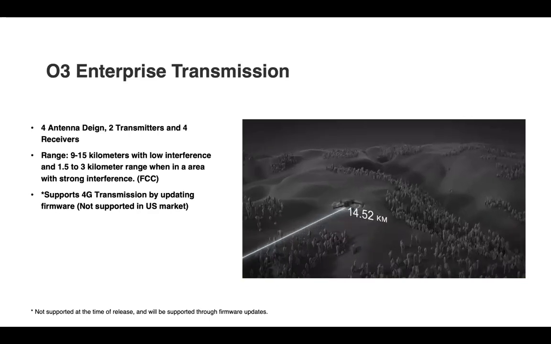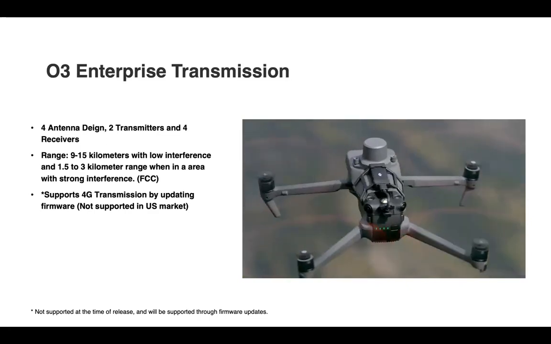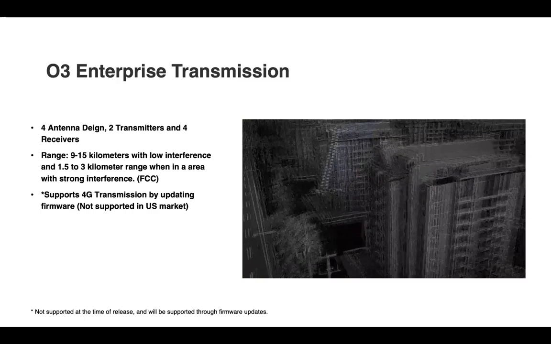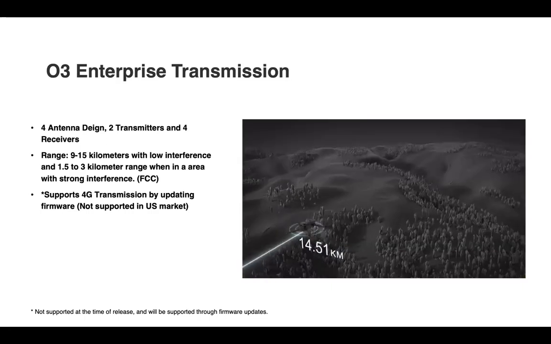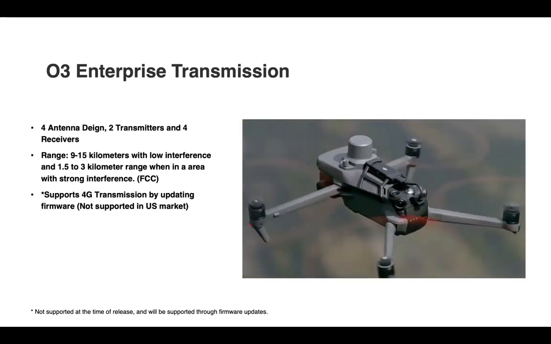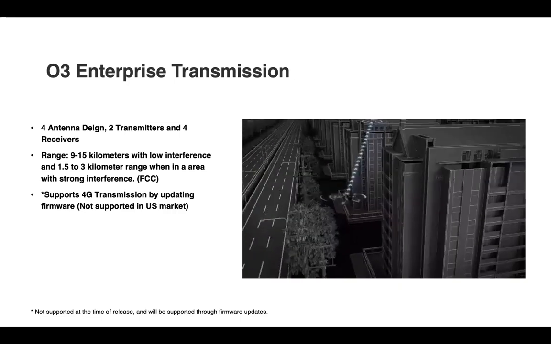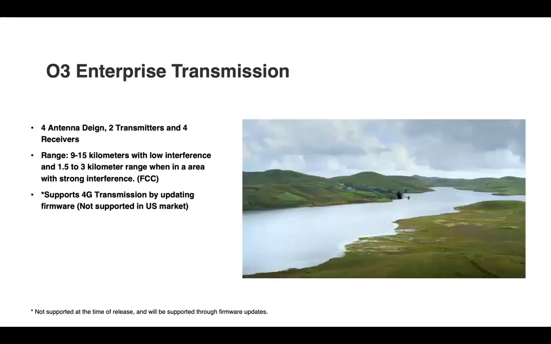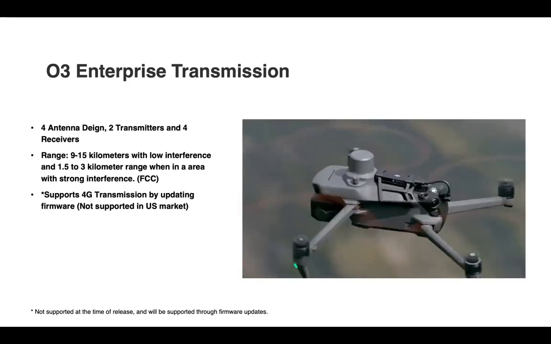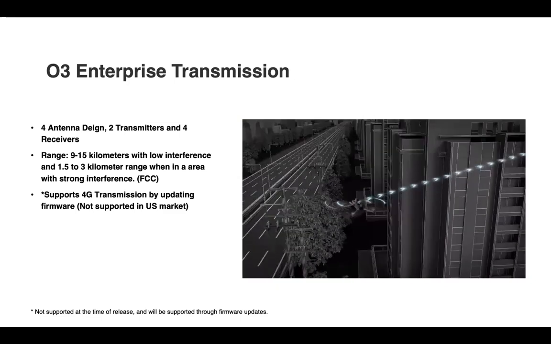Getting into the transmission side a bit, we have a 4 antenna design on the RC, 2 transmitters and 4 receivers, with a range of 9 to 15 kilometers with low interference, and about 1.5 to 3 when in an area with strong interference, with FCC guidelines referred to in that comparison there. The 4G transmission will be supported through firmware updates, and unfortunately, that will not be supported in the US market.